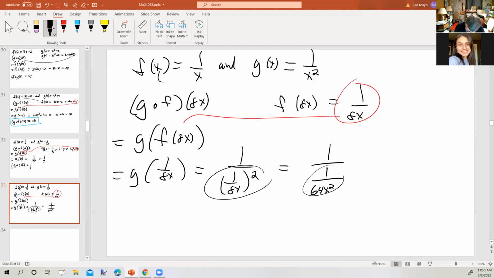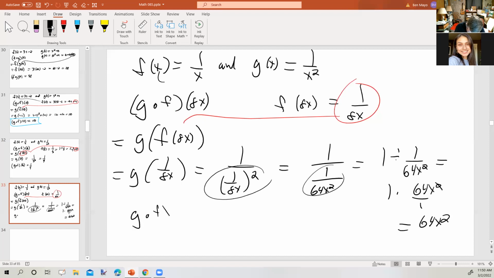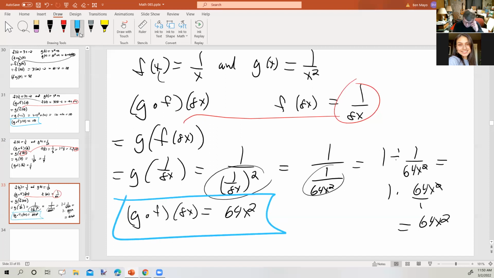How I got from here to there, which is 1 divided by 1 over 64x squared, which is 1 times 64x squared over 1, which is 64x squared. So g composed with f of 8x equals 64x squared. So it's mostly just algebraic manipulation.